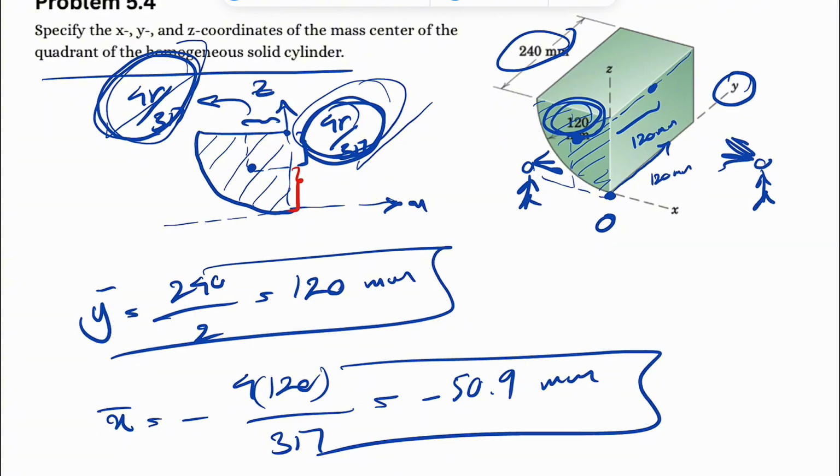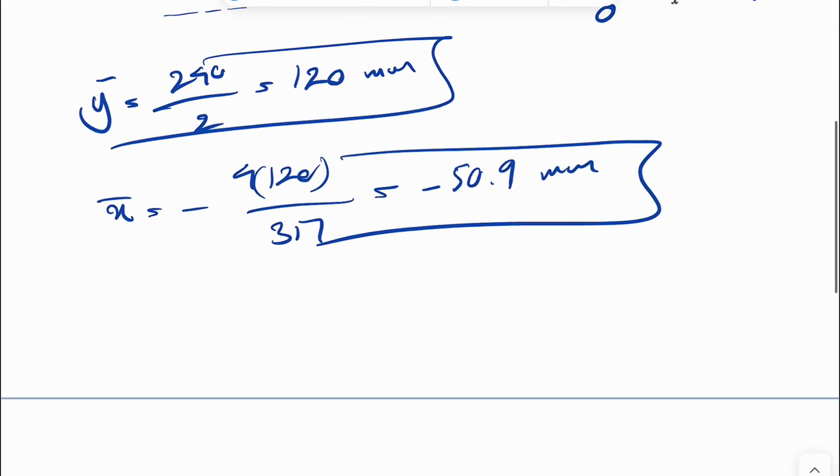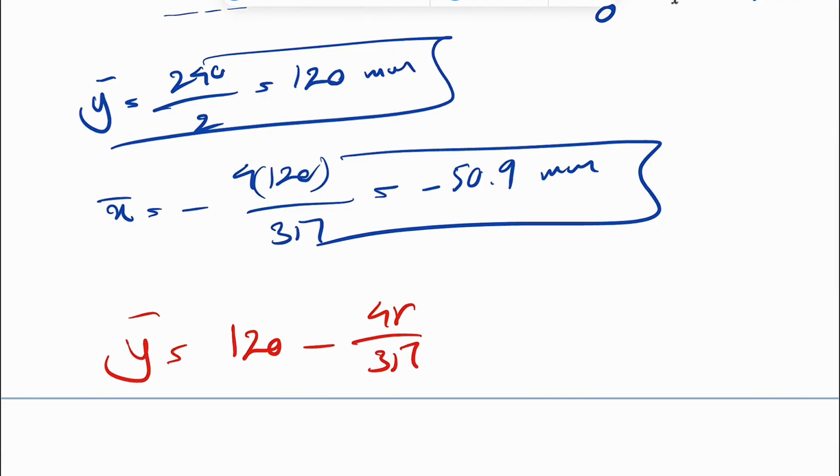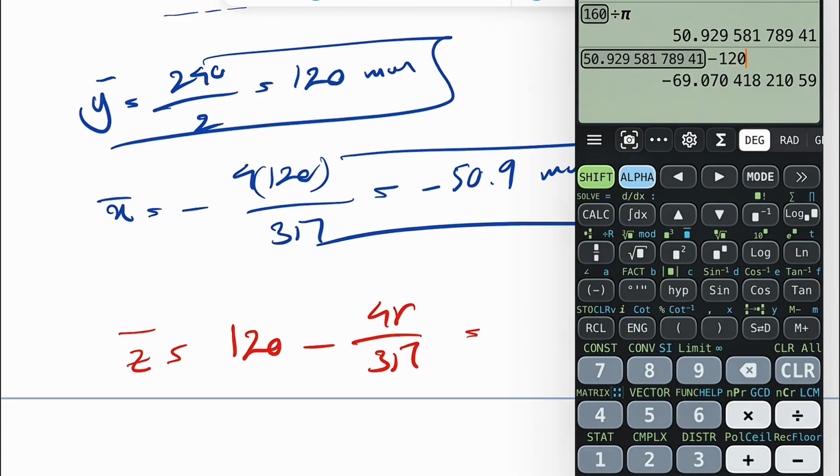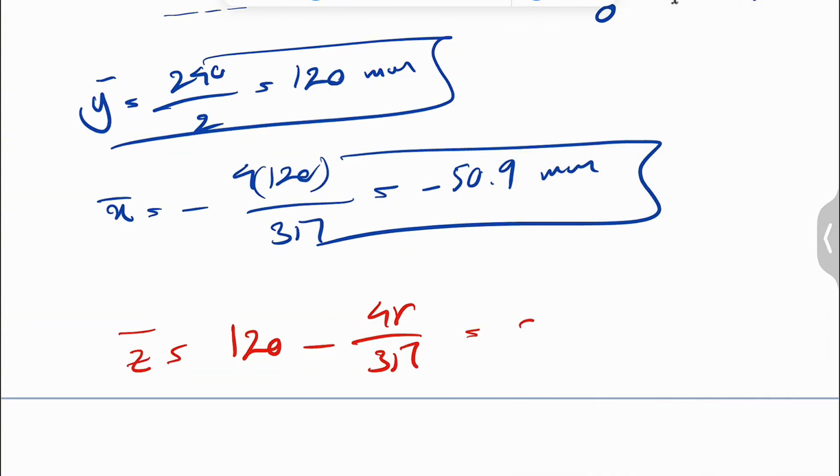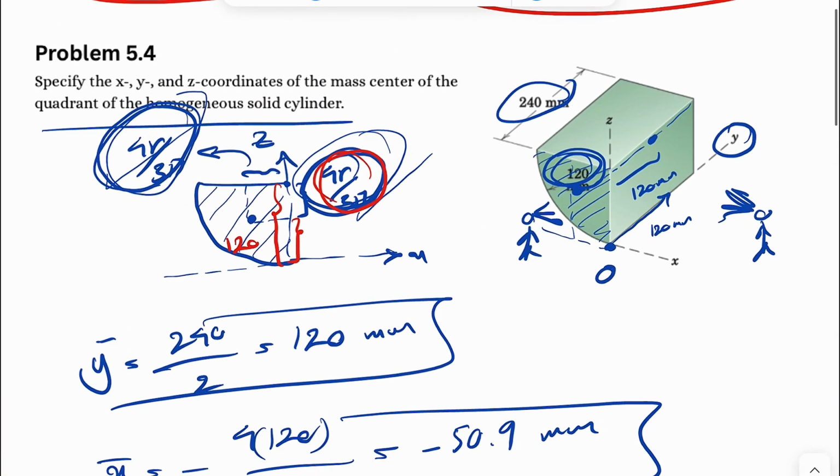For the z, keep in mind that we have this distance, but what we are looking for is actually this. So we need to subtract this value from the radius, which is 120. So our z would be 120 minus 4r divided by 3 pi. Basically 120 minus the value that we found in the previous part. That's going to be positive because I just switched the sign. So 69.1 is going to be the z component.